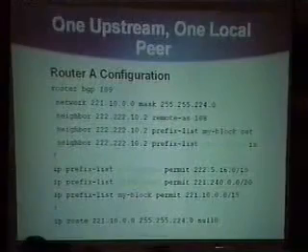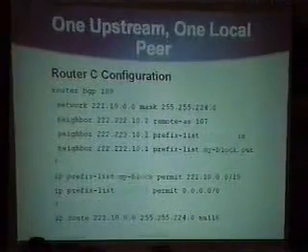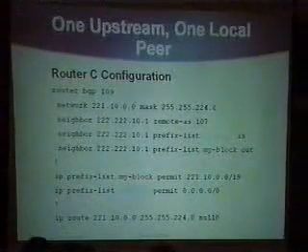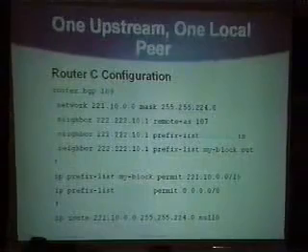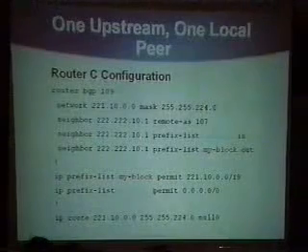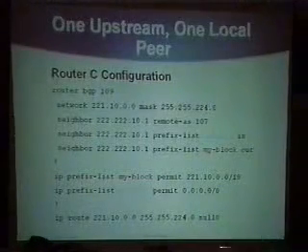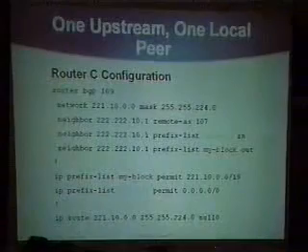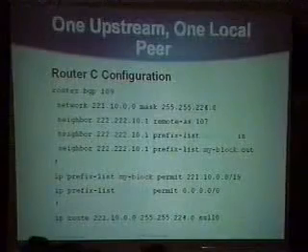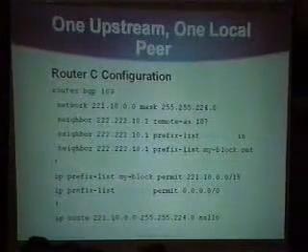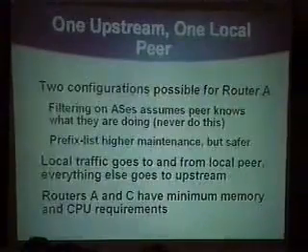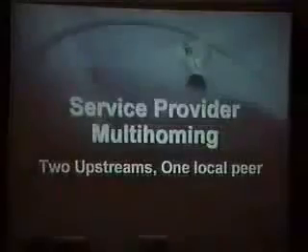The configuration, blah, blah, blah. But again, from your upstream, only accept the default. That's all you need, because your upstream's got the full routing table and knows how to get to the rest of the internet. Your local peer has local routes, so you take all the local routes from him. And that's a fine first approximation. But again, you'd be surprised how many people in this situation will take the full routing table from upstream and local routes from the local peer. They don't need it.